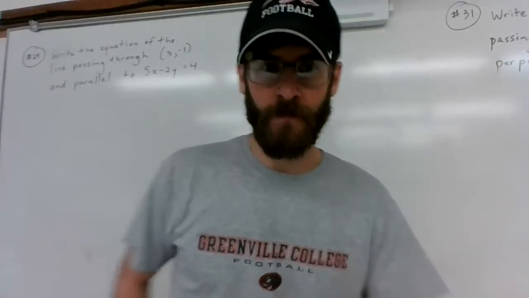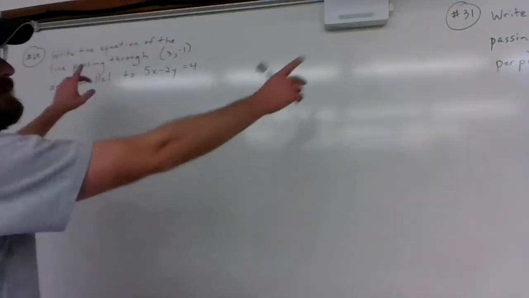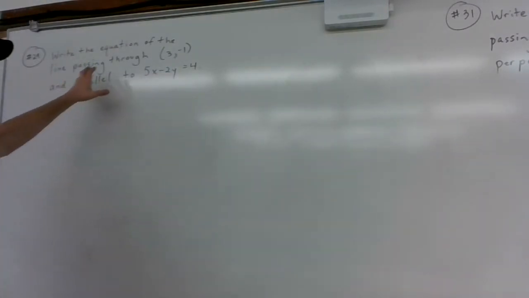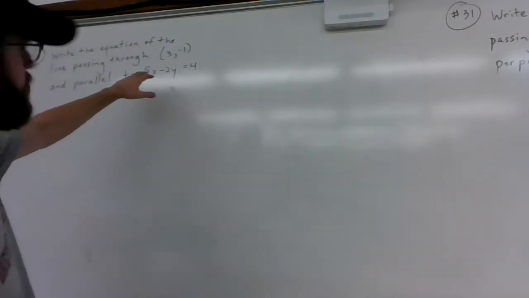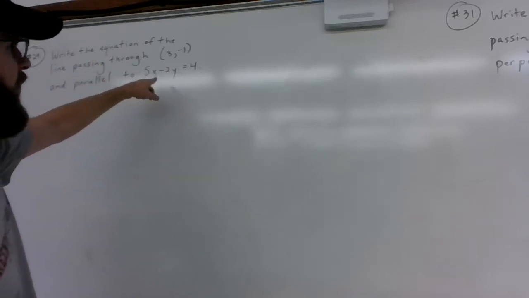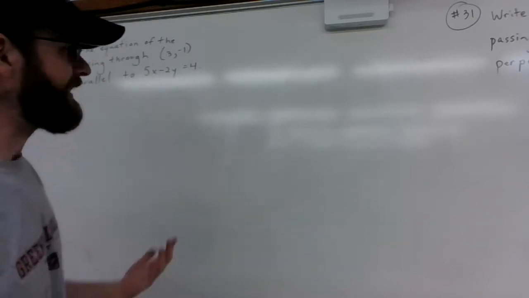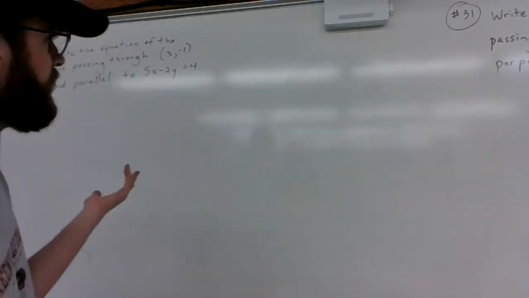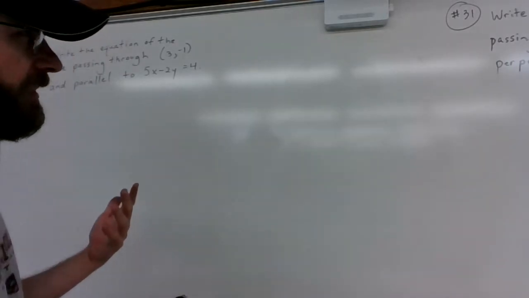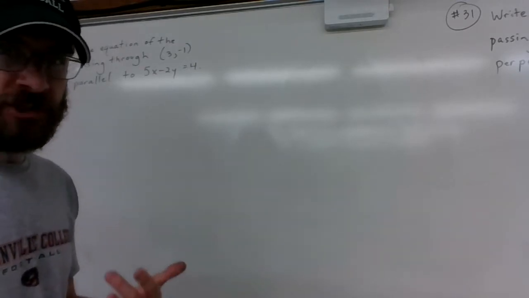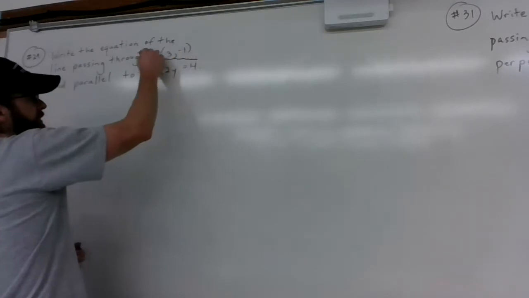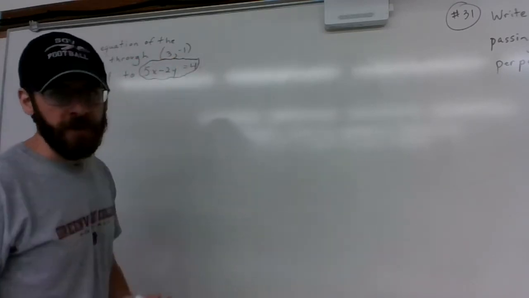Part 2. Okay, two different "write the equation of the line" situations. Write the equation of a line passing through (3, -1), that's a point, and is parallel to 5x minus 2y equals 4. If you want to get a quick understanding of this, you might want to just graph the line itself, which means I probably need to put this in slope-intercept form.